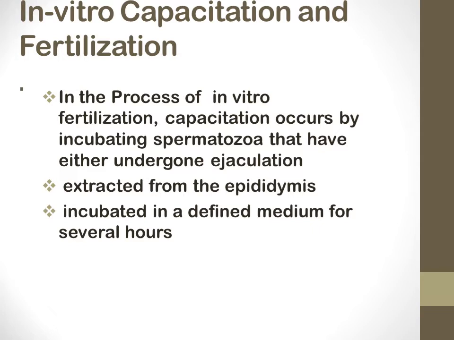In the process of in vitro fertilization, capacitation occurs by incubating spermatozoa that have either undergone ejaculation or been extracted from the epididymis, in a defined medium for several hours. This is about in vitro capacitation and fertilization.